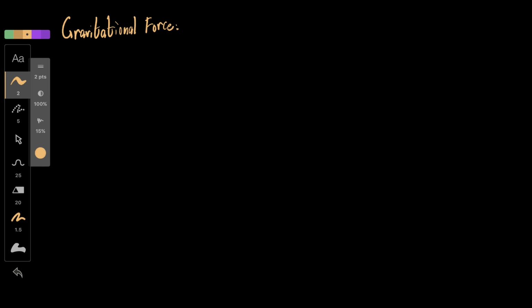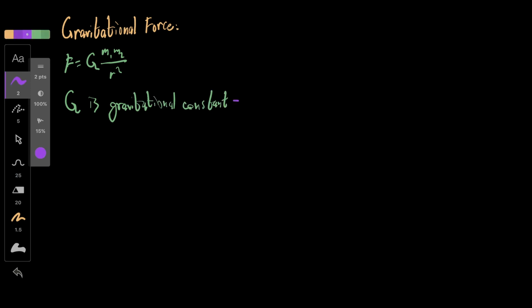Now, this video will focus on one main formula, and that formula is F is equal to G m1 m2 over r squared. Now, G is the gravitational constant. This gravitational constant is approximately 2/3 times 10 to the negative 11.